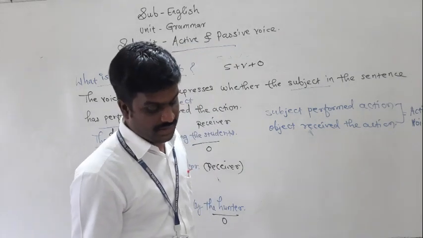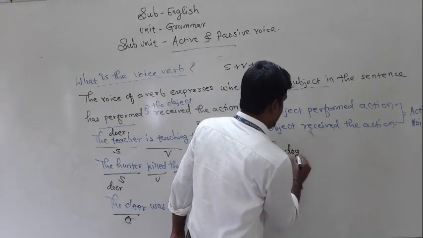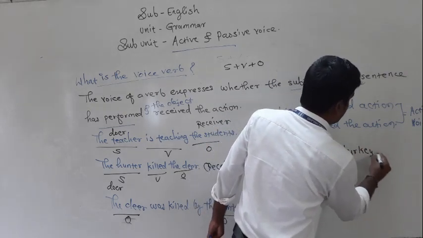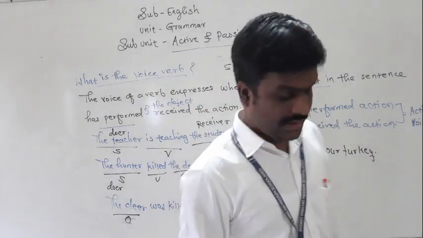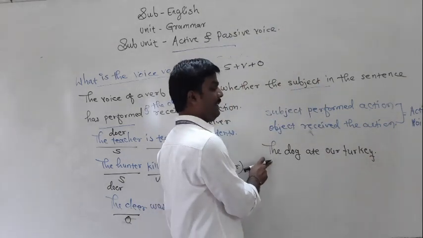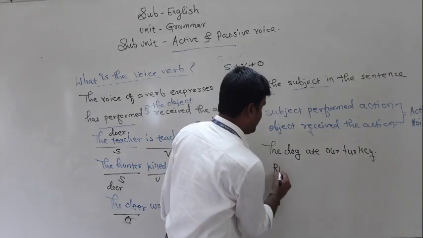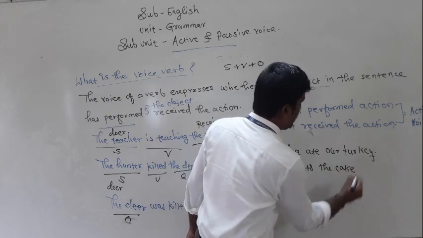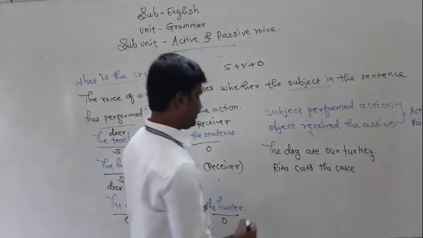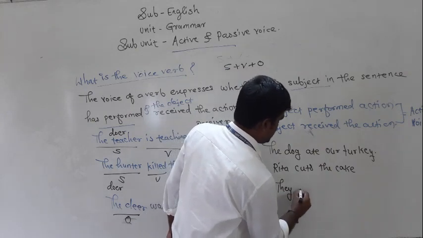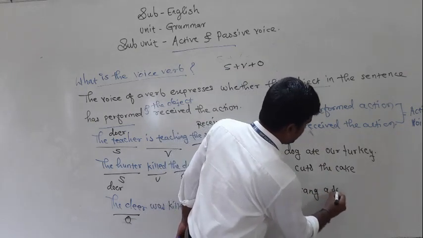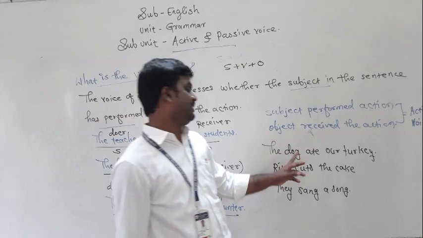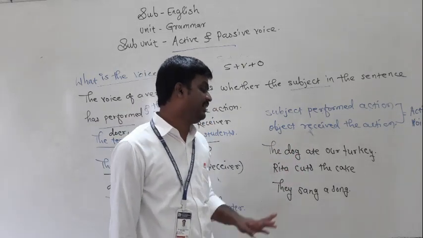See here, the dog ate a turkey. It is an example of active voice. Instead of that, if I write, Rita cuts the cake. Another example I would like to give: they sang a song. Here are the examples: the dog ate a turkey, Rita cuts the cake, they sang a song.